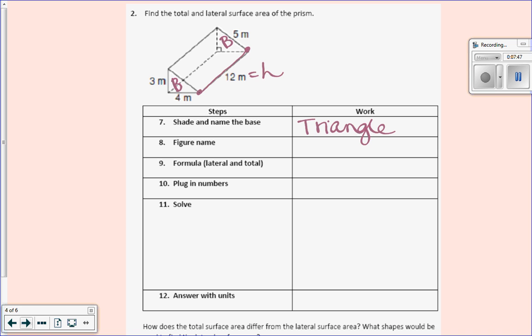And what's the name of our figure? Good. It is a triangular. First name's the base name, and this is a prism because rectangles are wrapped around your bases. Okay?